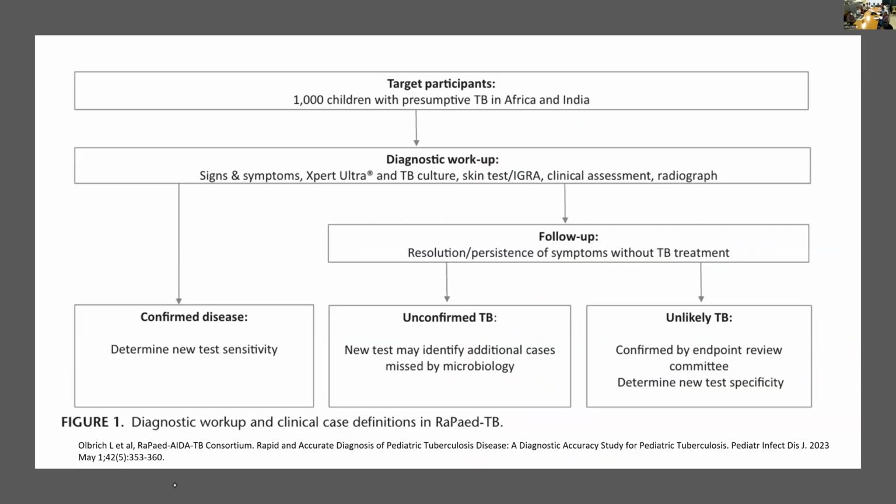Basically, they have taken 1,000 children with presumptive TB in middle and low income countries, that is in Africa and India, and they did a diagnostic workup. They looked at the child's history and clinical examination. They looked at microbiological tests like the Xpert Ultra and the TB culture. They looked for any evidence of TB like skin test and IGRA, and they clinically assessed the child and also looked at the X-ray. They followed up these children, and they finally labeled them as confirmed TB, unconfirmed TB, and unlikely TB.